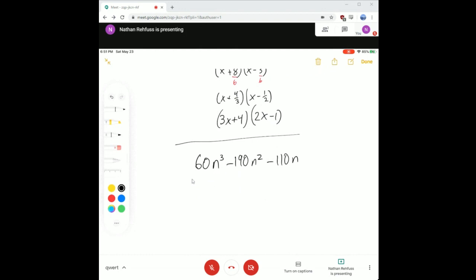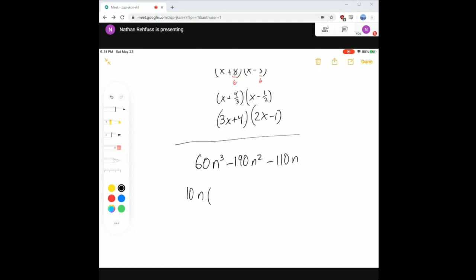First thing you always try is a GCF. Now, every one of these terms has an n in there. Also, every one of the coefficients ends in 0. So I can pull a 10n out and get left with 6n squared minus 19n minus 11. It's not perfect, but it's better than what we had before. Let's see what else we can do. I guess I'll slide and divide.